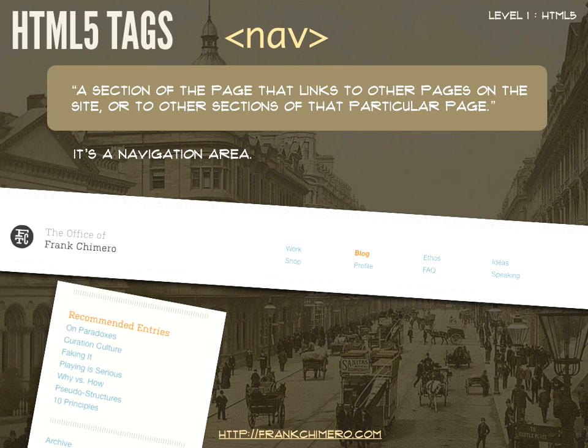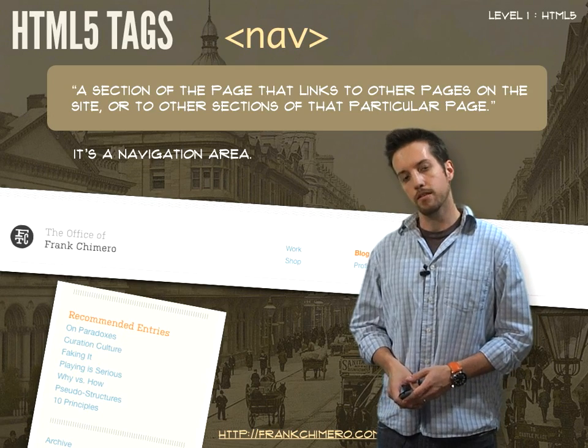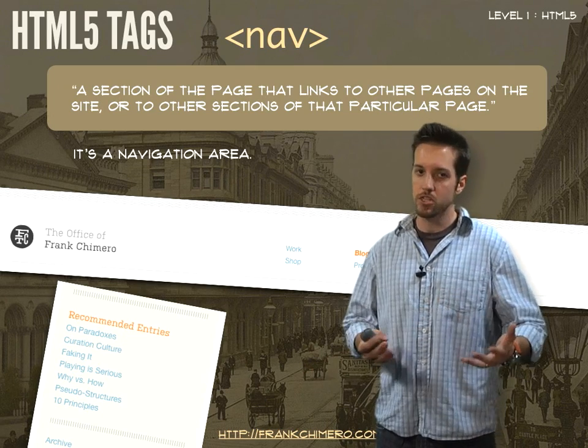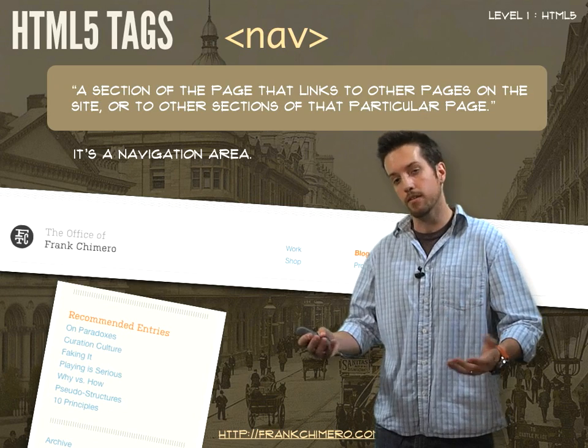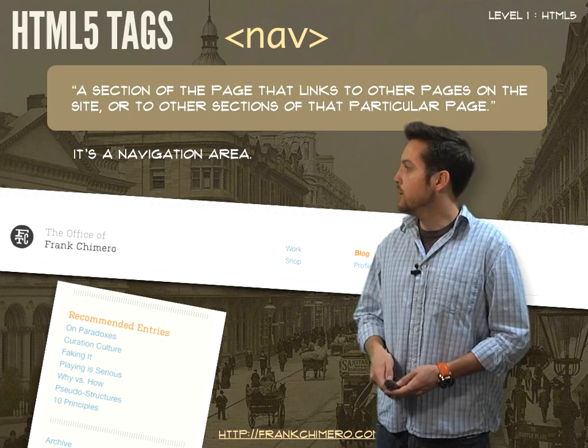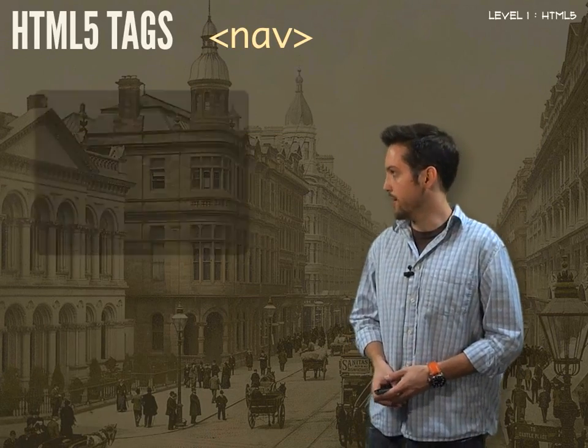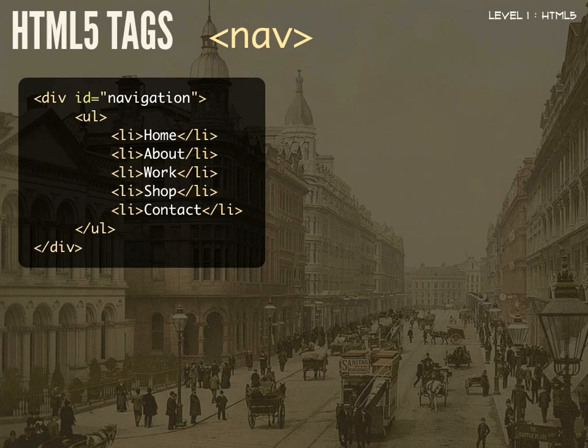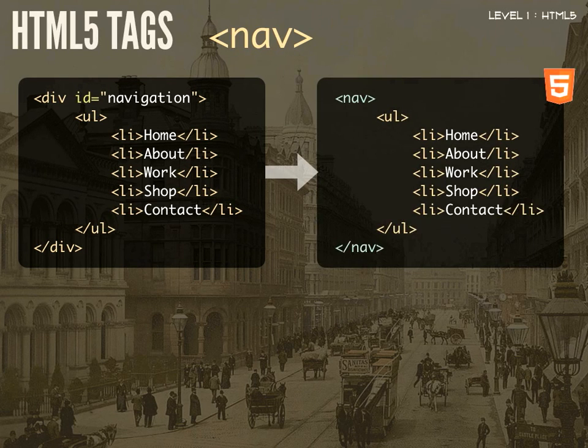But let's say we have a section of the site, maybe in a sidebar, that also has a grouping of links. How can we tell if this is a navigation section or just a grouping of links? HTML5 makes this a lot easier because now we can define the nav tag. So previously we might have marked up something like this, div ID navigation with our unordered list and our navigation items within that list. Now with HTML5 we can replace our divs with a nav tag, and now we know that that section is a navigation section.